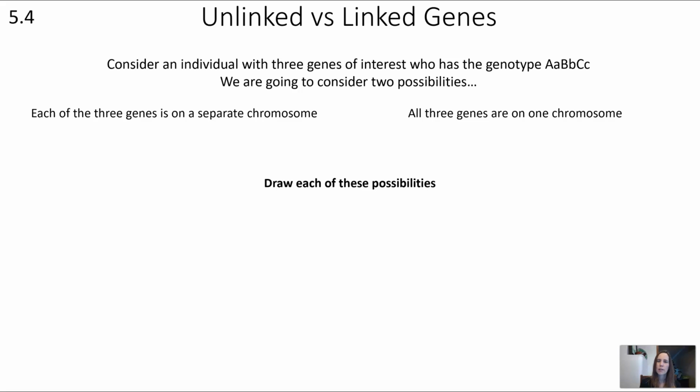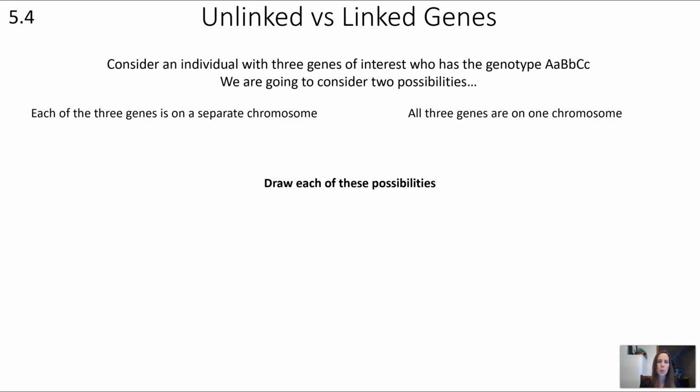We're going to continue our discussion of non-Mendelian genetics, so genetics that have a slightly more complicated inheritance pattern, by looking at unlinked versus linked genes. So let's consider an individual with 3 genes of interest, and they are heterozygous for each of these. So big A, little a, big B, little b, and big C, little c.